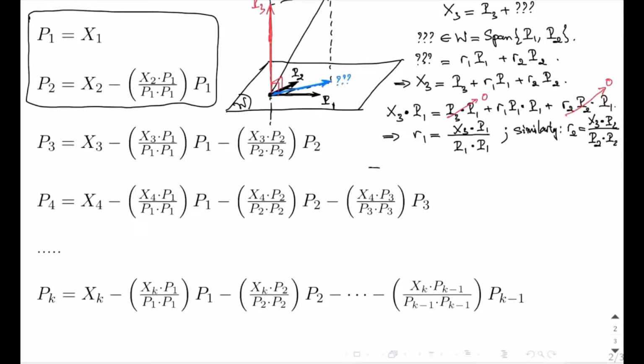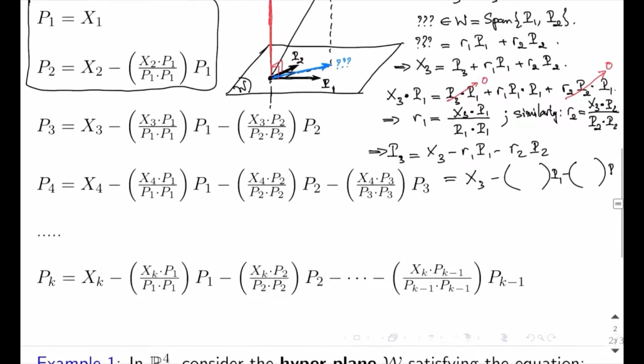So this implies that p3 is equal to x3 minus r1 p1 minus r2 p2. And that's equal to x3 minus the scalar r1 times p1 and then minus the scalar r2 times p2. What is r1? What is r2? You just substitute what you found here into the parentheses. So that's x3 dot p1 over p1 dot itself, x3 dot p2 over p2 dot itself. And this is exactly what you have here. You can repeat the process for higher dimension.